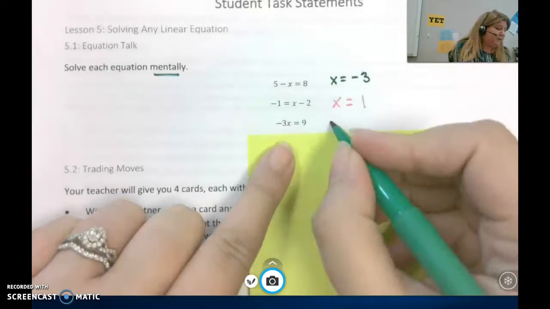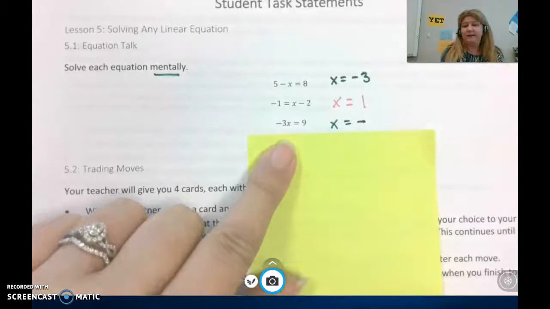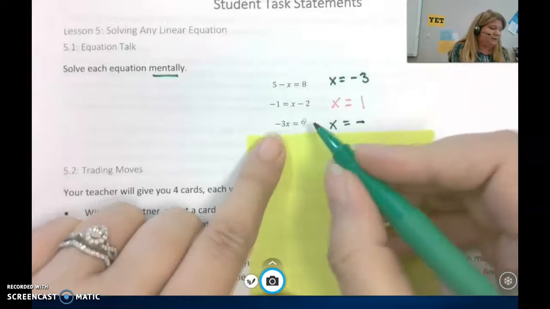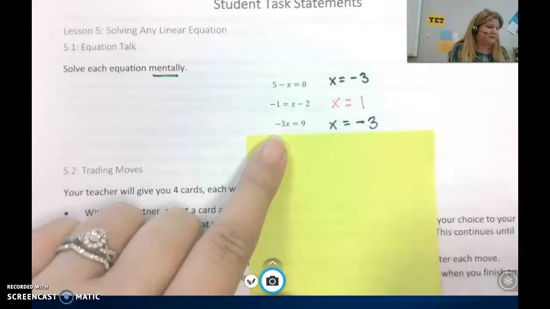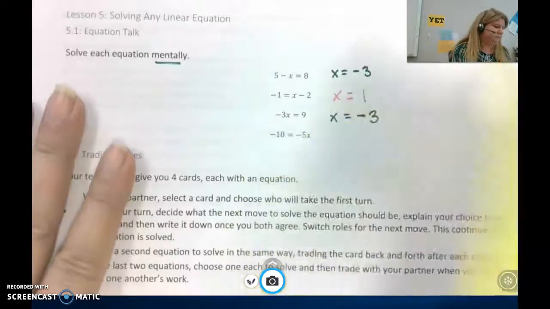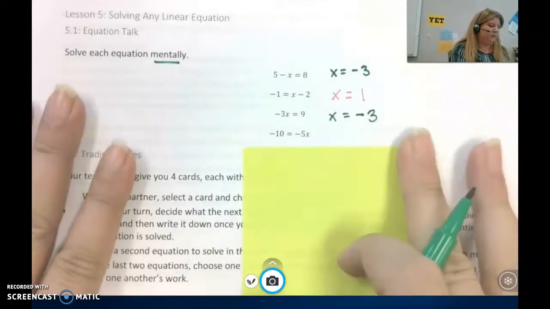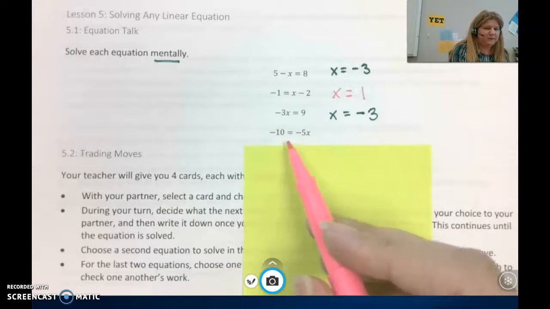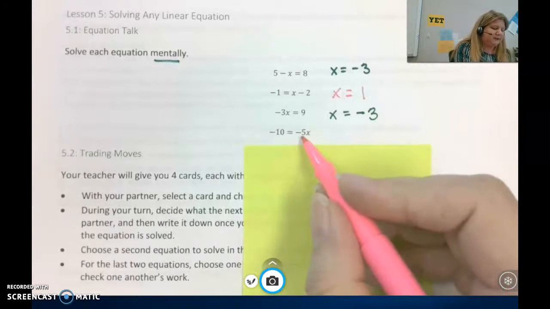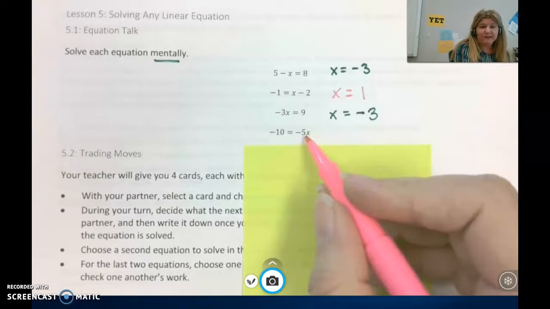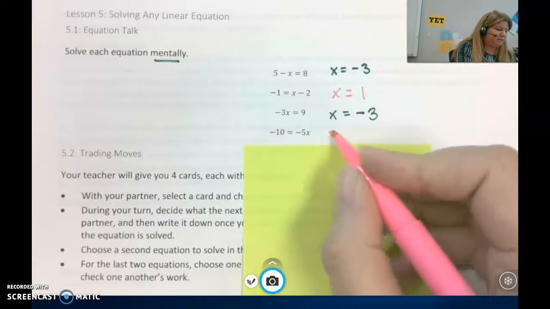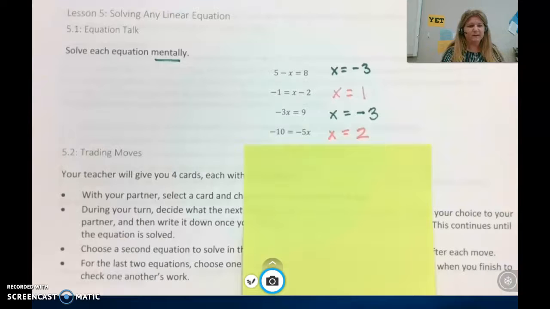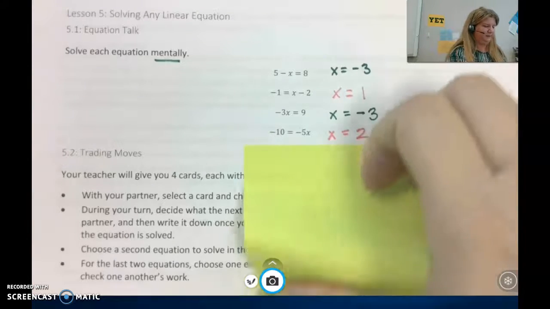Okay, negative 3 times something is going to give me 9. Well, I know x is going to be negative because a negative times a negative would give me a positive. And what number times 3 is 9? That's 3. Okay, and then here, negative 5 times something is negative 10. So a negative times a positive would give me a negative. And 5 times 2 is 10. So those were just to work through mentally.